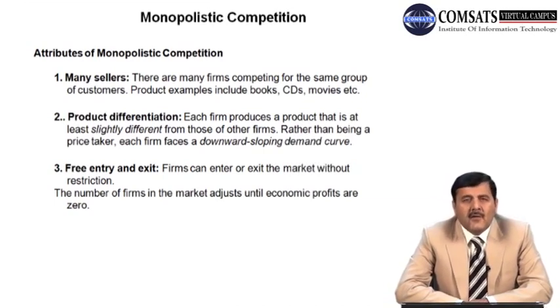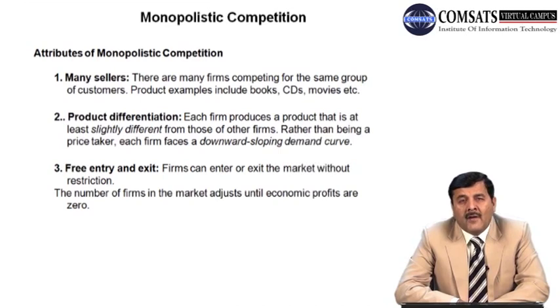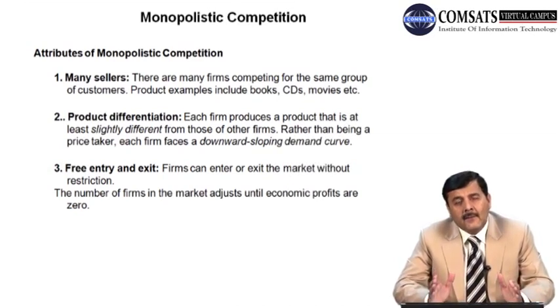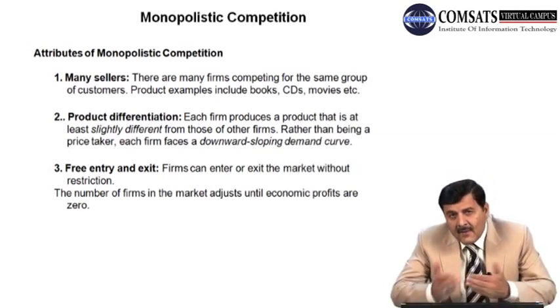The third characteristic of monopolistic competition that we discussed was free entry and exit. Firms can enter the industry any time, they can leave any time. There is no restriction on entry and exit. There is no ban on firms coming in or leaving the industry. Because of this property, this process continues until, in the long run, all firms start earning normal profit. So these are the attributes on which you can differentiate this structure from the other market structures.